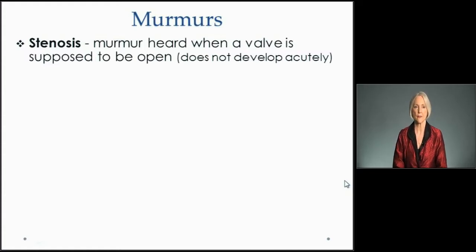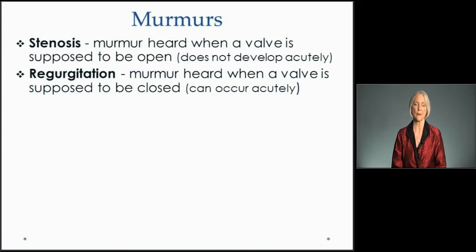Murmurs can be the result of either stenosis or regurgitation. Stenosis is a murmur that's heard when a valve is supposed to be open. I have a friend who says stenosis is heard when a valve is supposed to be open. So that may help you. Keeping in mind that stenosis does not develop acutely. So a new onset murmur is not going to be stenosis. Certainly a patient who has chronic valve stenosis, like aortic stenosis or whatever, will have a chronic murmur of stenosis, but a new onset murmur is not going to be stenosis.